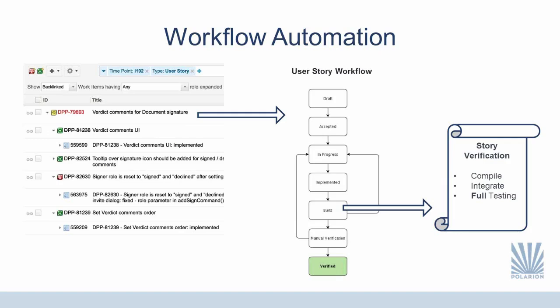When it's marked as implemented, the build routine is automatically started, it compiles the application, and it executes all the tests. If it succeeds, it passes the belt for manual verification.